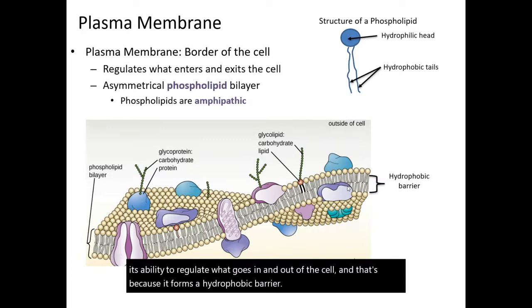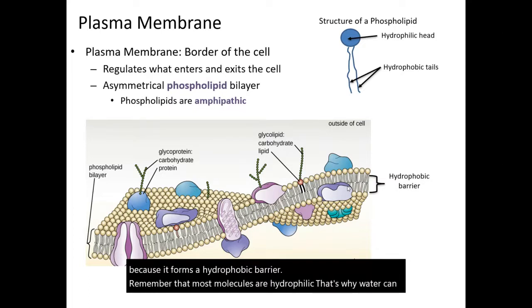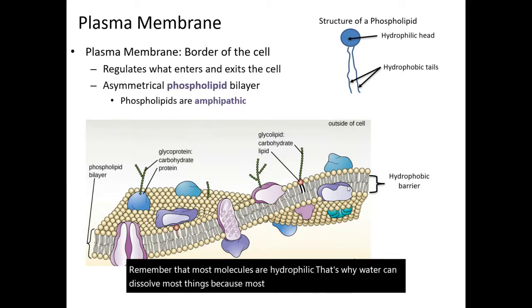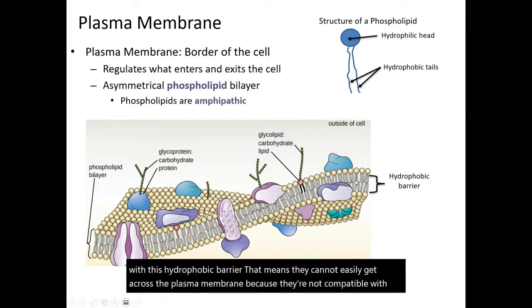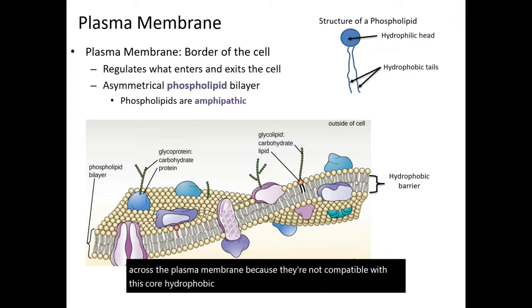Remember that most molecules are hydrophilic. That's why water can dissolve most things, because most things love water. So a lot of molecules are hydrophilic. That means they are not compatible with this hydrophobic barrier. That means they cannot easily get across the plasma membrane because they're not compatible with this core hydrophobic region. So how do molecules actually get in and out of the cell? That is going to be courtesy of transport proteins.